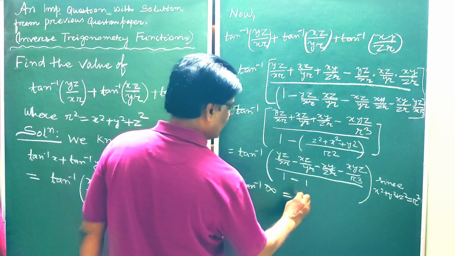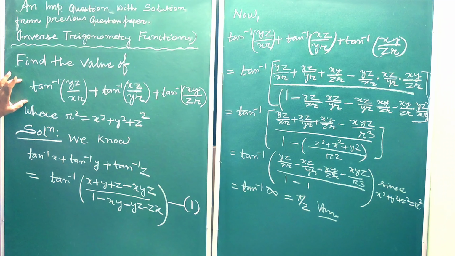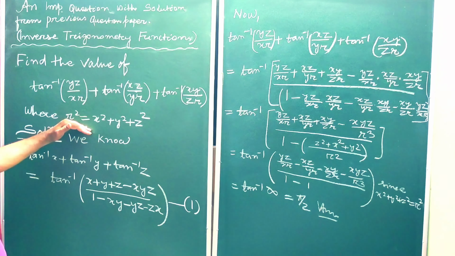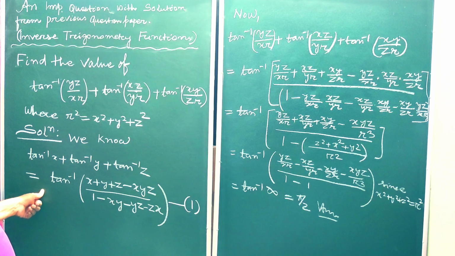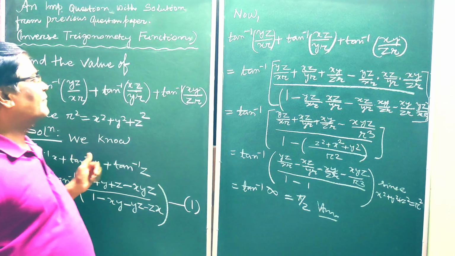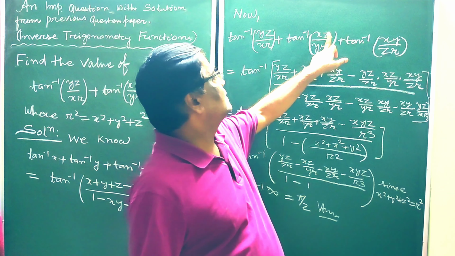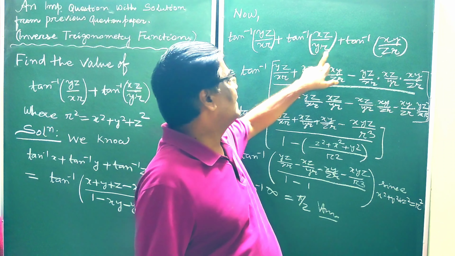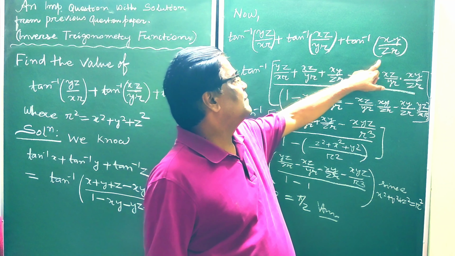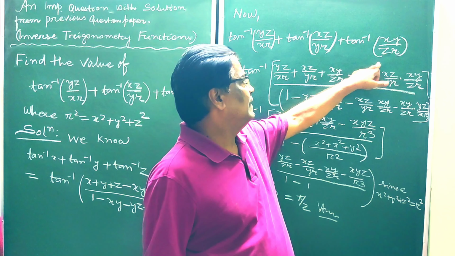Here the question is, we have to find the value of tan inverse yz by xr plus tan inverse xz by yr plus tan inverse xy by zr, where r square is equal to x square plus y square plus z square. Here we use equation 1. In place of x, we are having here yz by xr. In place of y, we are having xz by yr. In place of z, we are having xy by zr.